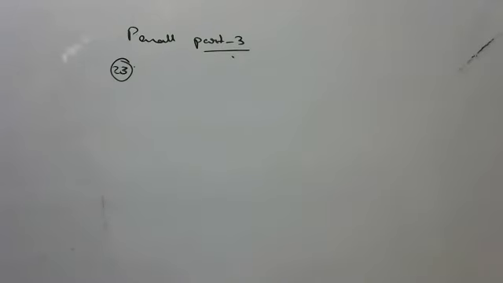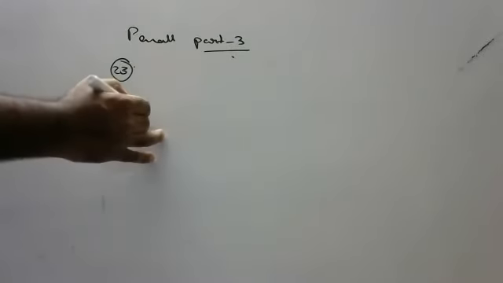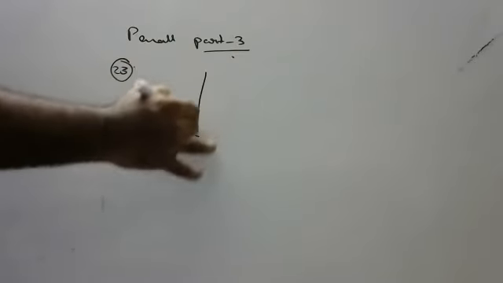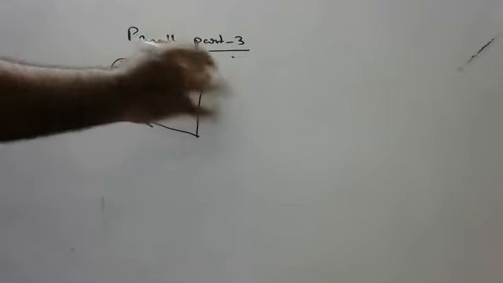Prove that if the two arms of an angle are perpendicular to the two arms of another angle, then the angles are either equal or supplementary. Okay, children, what is it asking? There are two arms, children. There are two arms. This is one.